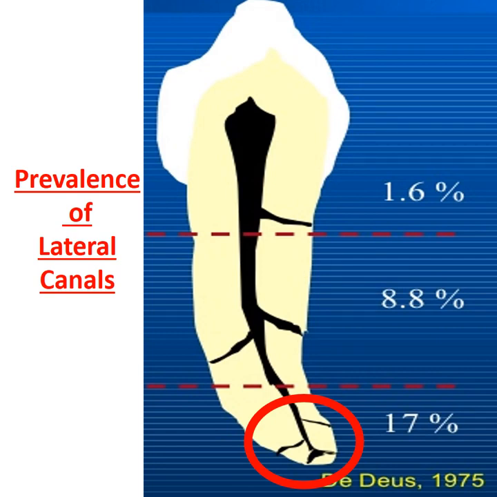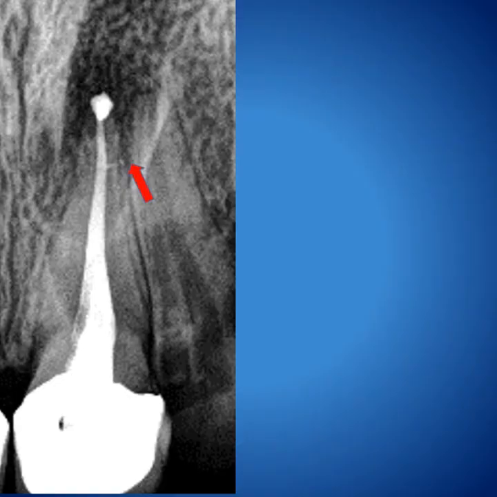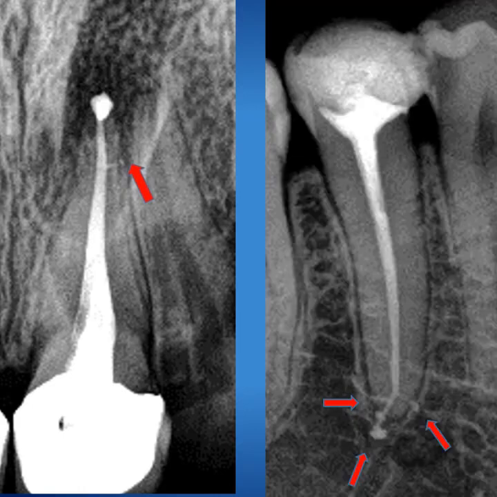So it is important that I address this area cautiously. You can see here, these are my cases whereby I've got lateral canals in the apical region and double lateral canals here.